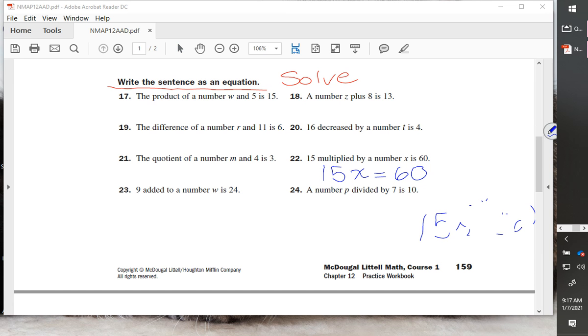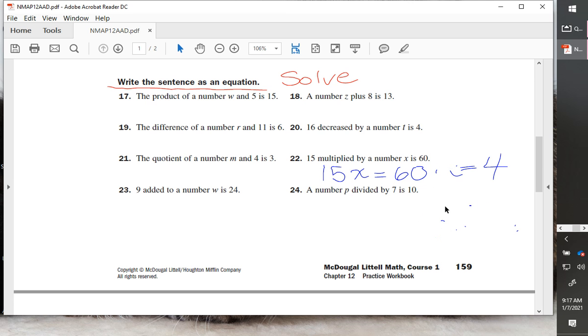So what would be the answer for X? Right. It takes 4 sets of 15, 4 times 15 gets us to 60. So the missing number in that expression, I'm sorry, it's an equation because there's an equal sign. The missing number in that equation is 4. Very good.